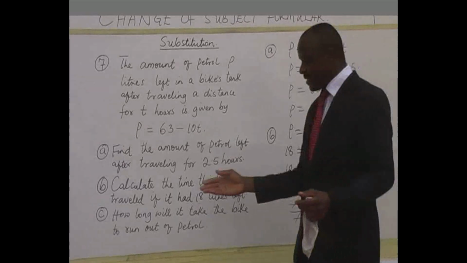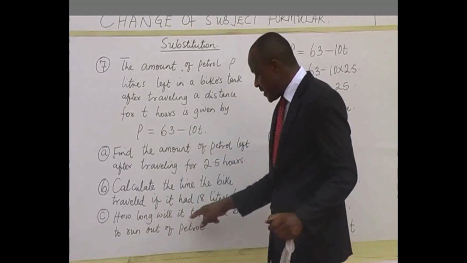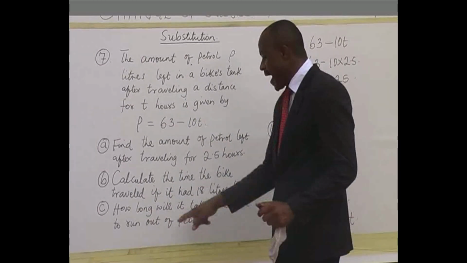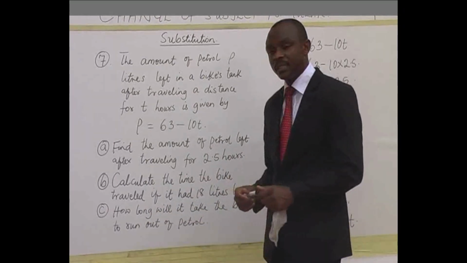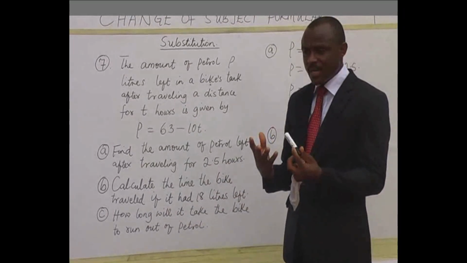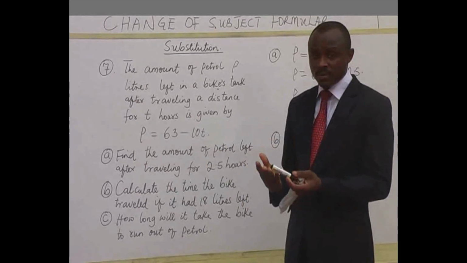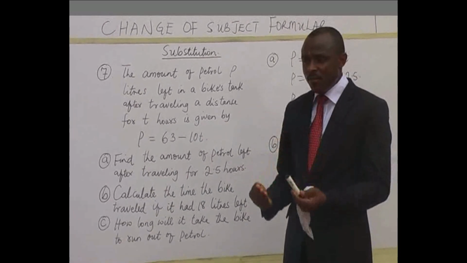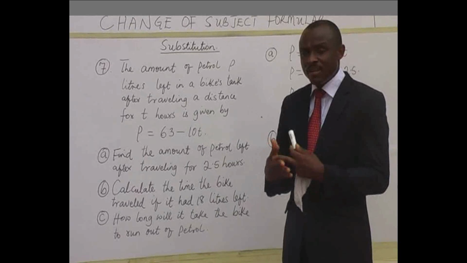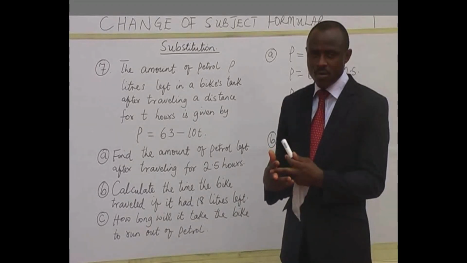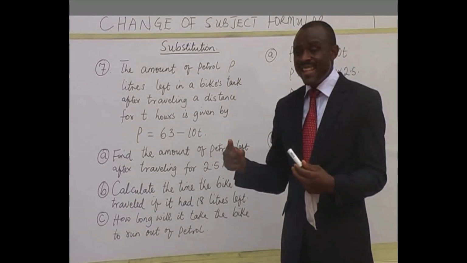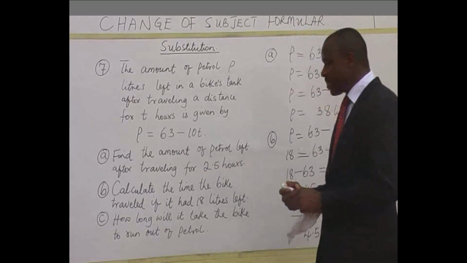Then question number 6 says, how long will it take for the bike to run out of petrol? It's simply asking when P will be 0. That is when the fuel or the petrol left in the tank of the bike becomes 0. What will be the time? It's a very simple thing.